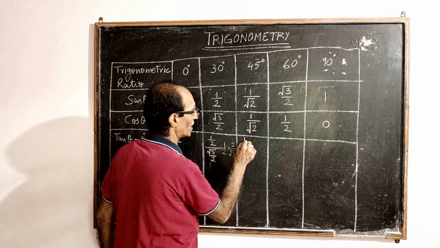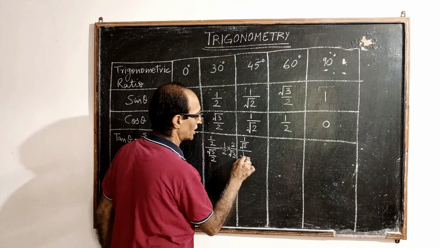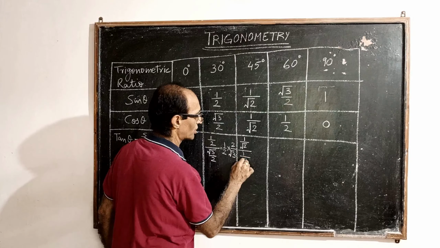Now this is 1 upon under root 2 divided by 1 upon under root 2. That is 1 upon root 2 multiplied by root 2 divided by 1. So root 2 and root 2 will cancel out, and we will get 1. This is under root 3 divided by 2 divided by 1 over 2.